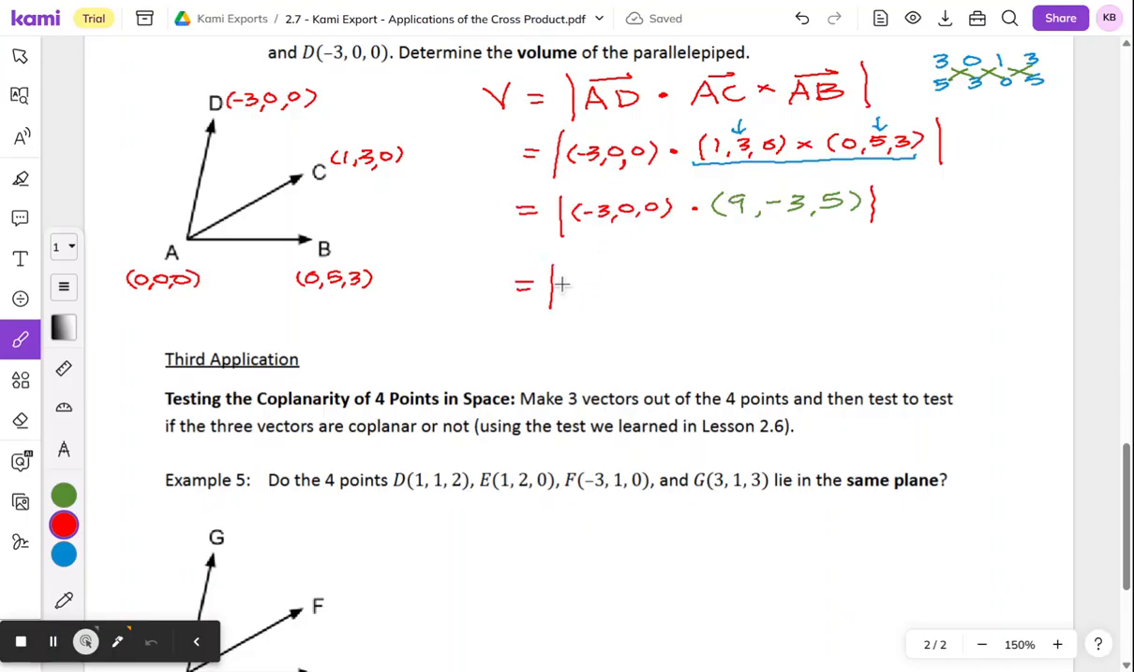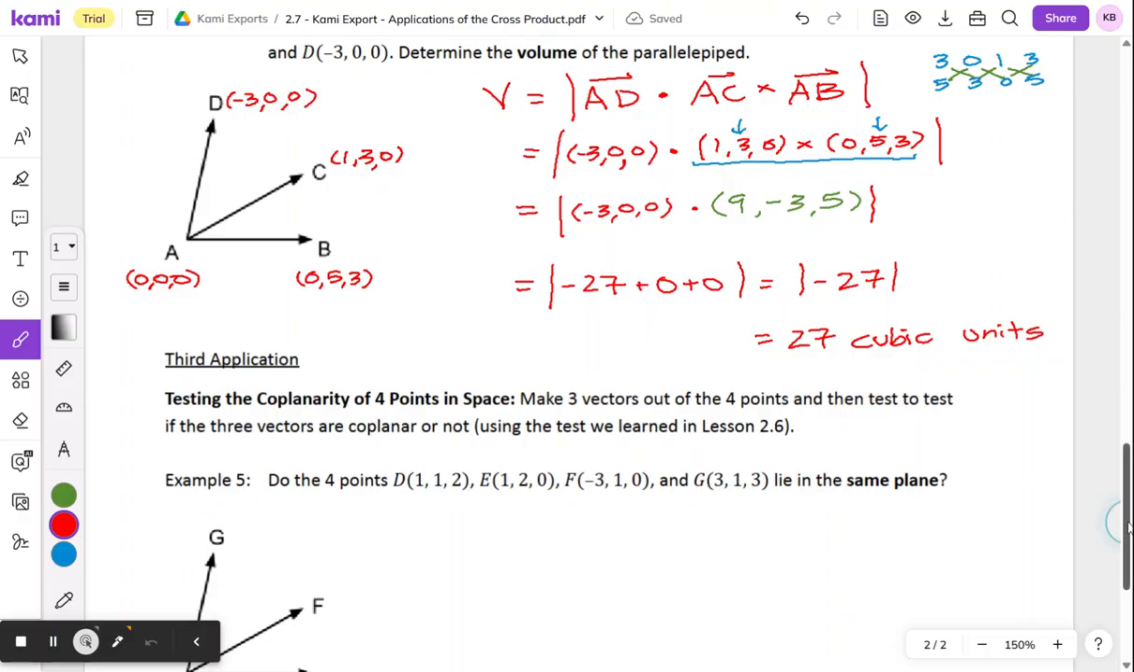So I'm going to have -27, and then these will both be 0. So +0, +0, okay? So I have this situation again where I have a negative inside my absolute value sign. So I have to take the positive version, so my volume here would be 27 cubic units. Okay.